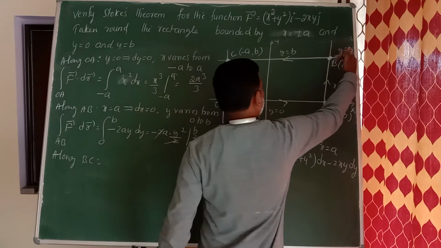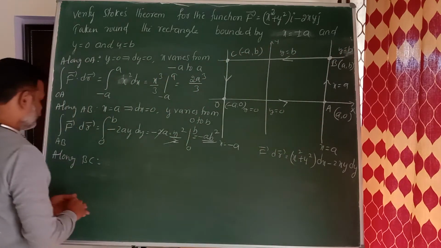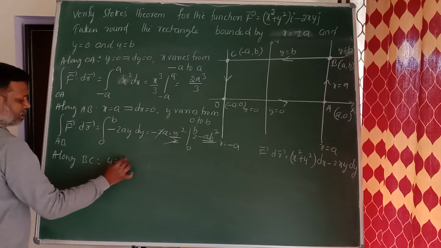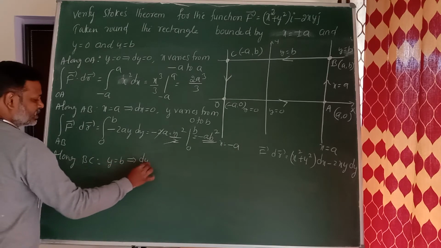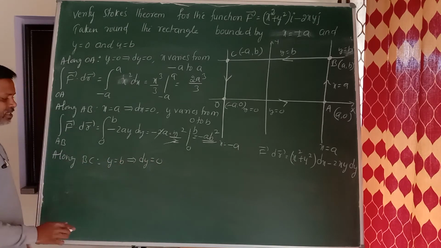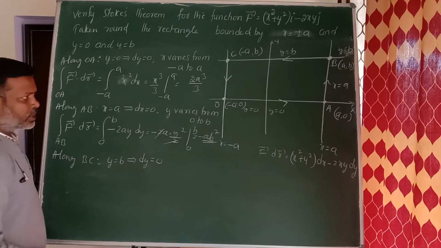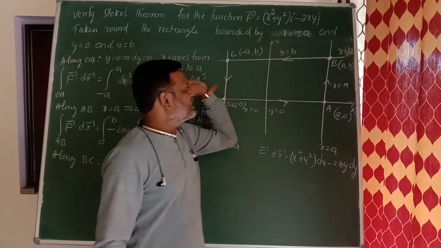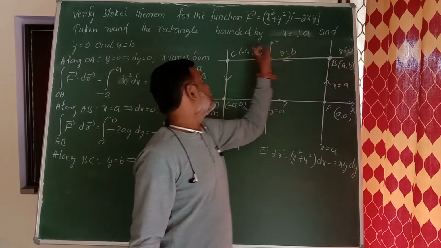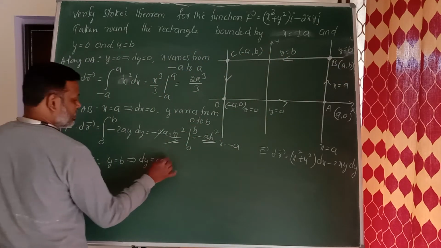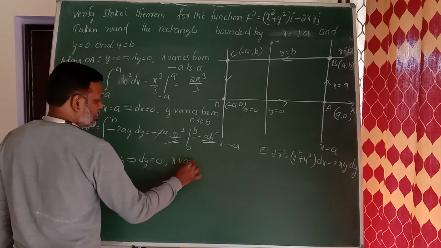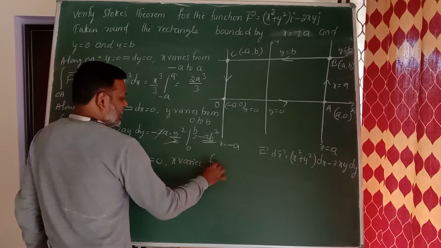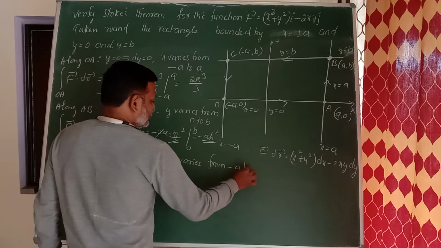Along BC, the equation is y equals b. That implies dy equals 0. Just differentiate this: b is a constant, so the derivative is 0. Now this is a line parallel to the x-axis. We have to take the x condition. x varies from a to minus a, so that means x varies from minus a to plus a.